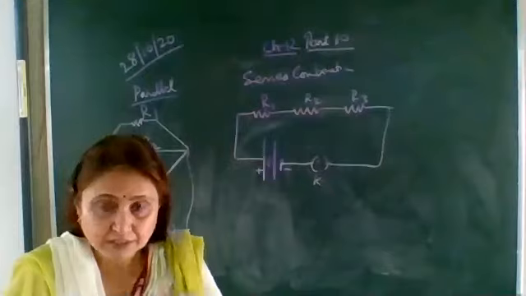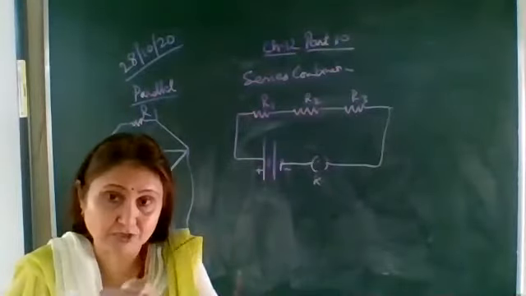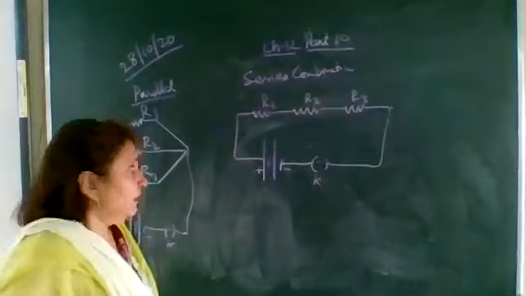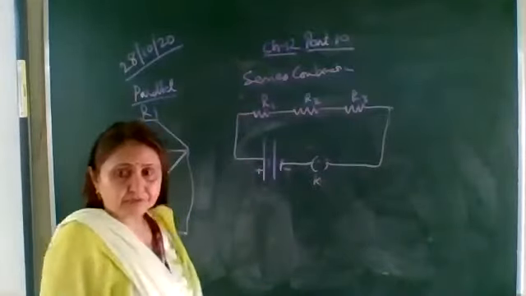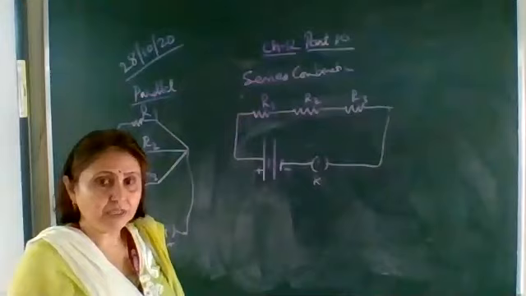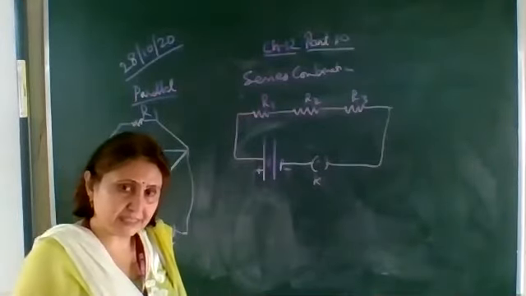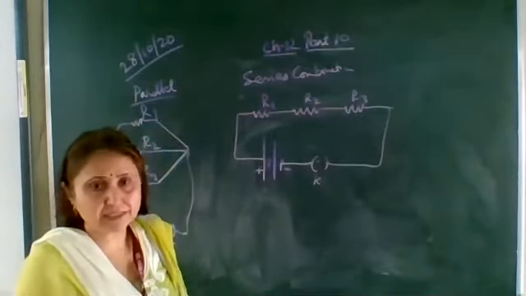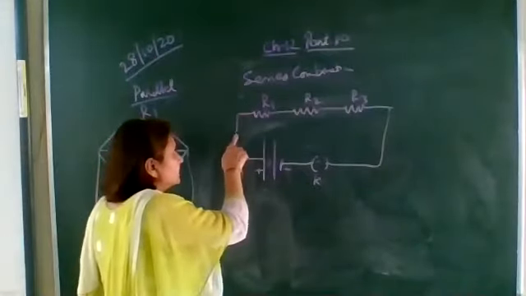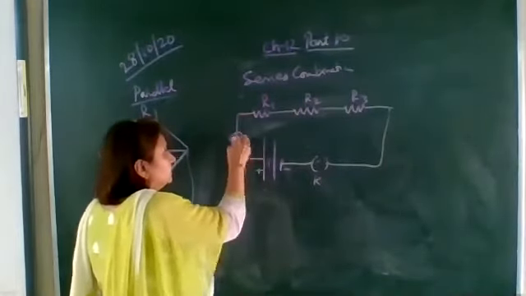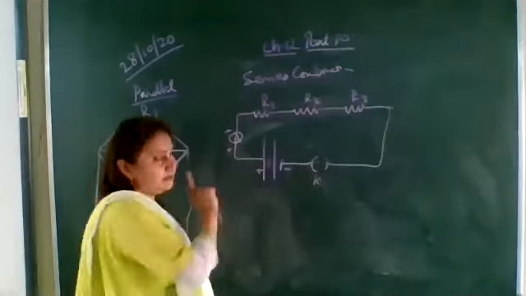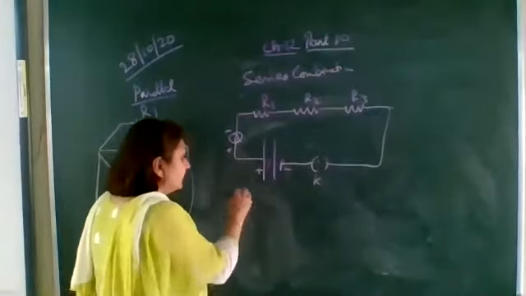Now let's see which physical quantity remains constant in these combinations. For this, let us take an ammeter. We know that the ammeter measures the current. The ammeter is a device which is connected in series in a circuit and measures the current in the circuit. Let us connect the ammeter first here. This end will be positive, this end will be negative. So the ammeter gives some reading. Let the current be I.